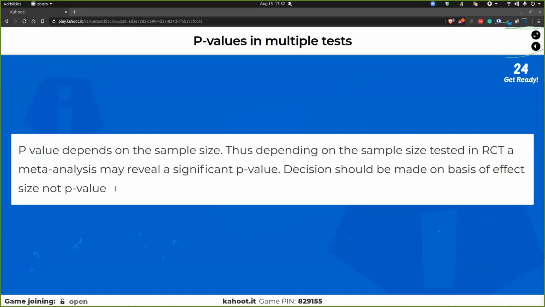So the p-value depends upon the sample size, okay? Depending on the sample size tested in a randomized control trial, you can have multiple randomized control trials which were underpowered and therefore the p-value was not significant. If you do a meta-analysis of these randomized control trials, you may get a statistically significant effect size. What you should be interpreting is whether the effect size is sufficiently large or not.